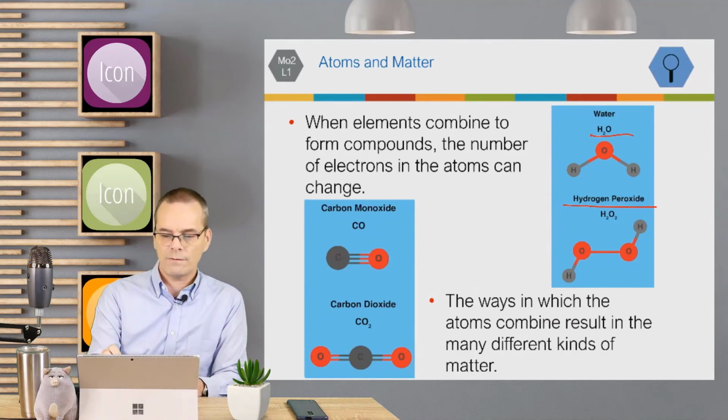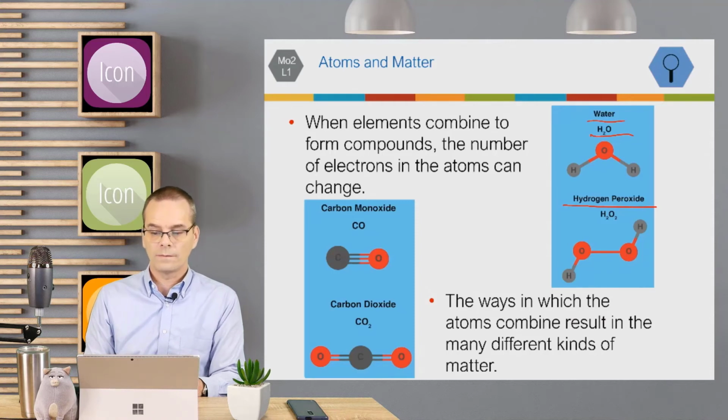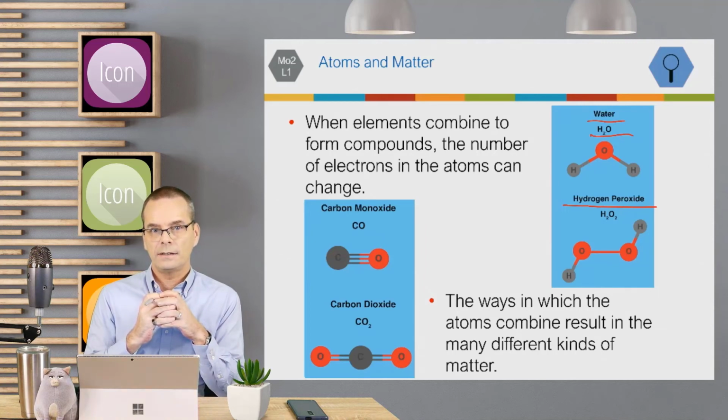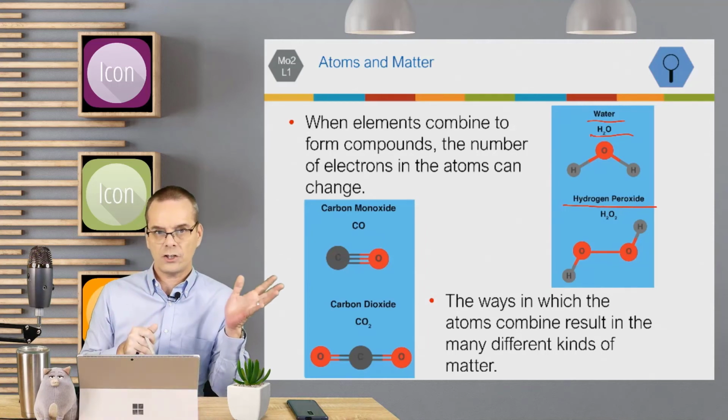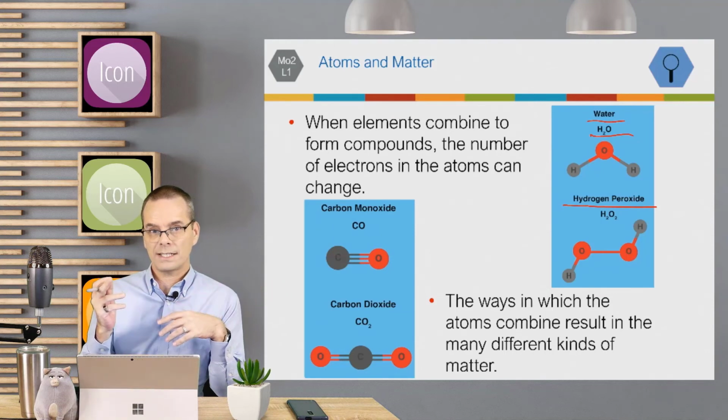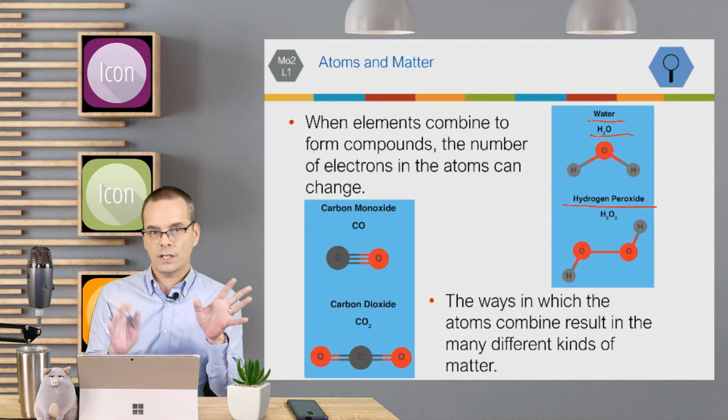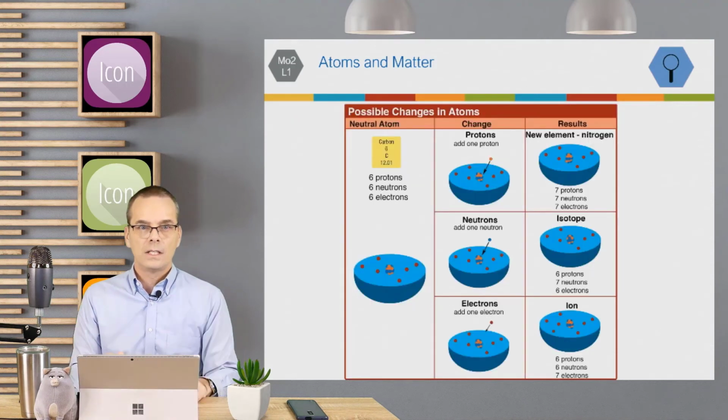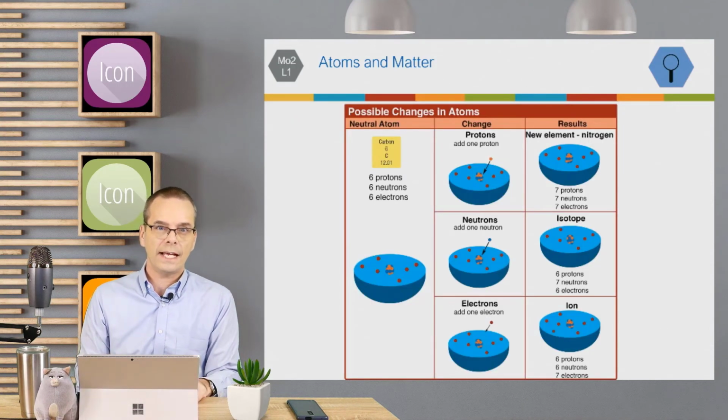There's a huge difference between water and hydrogen peroxide. Water is H2O and hydrogen peroxide is H2O2, and the way those atoms combine can change it completely. So, possible changes in the atom.